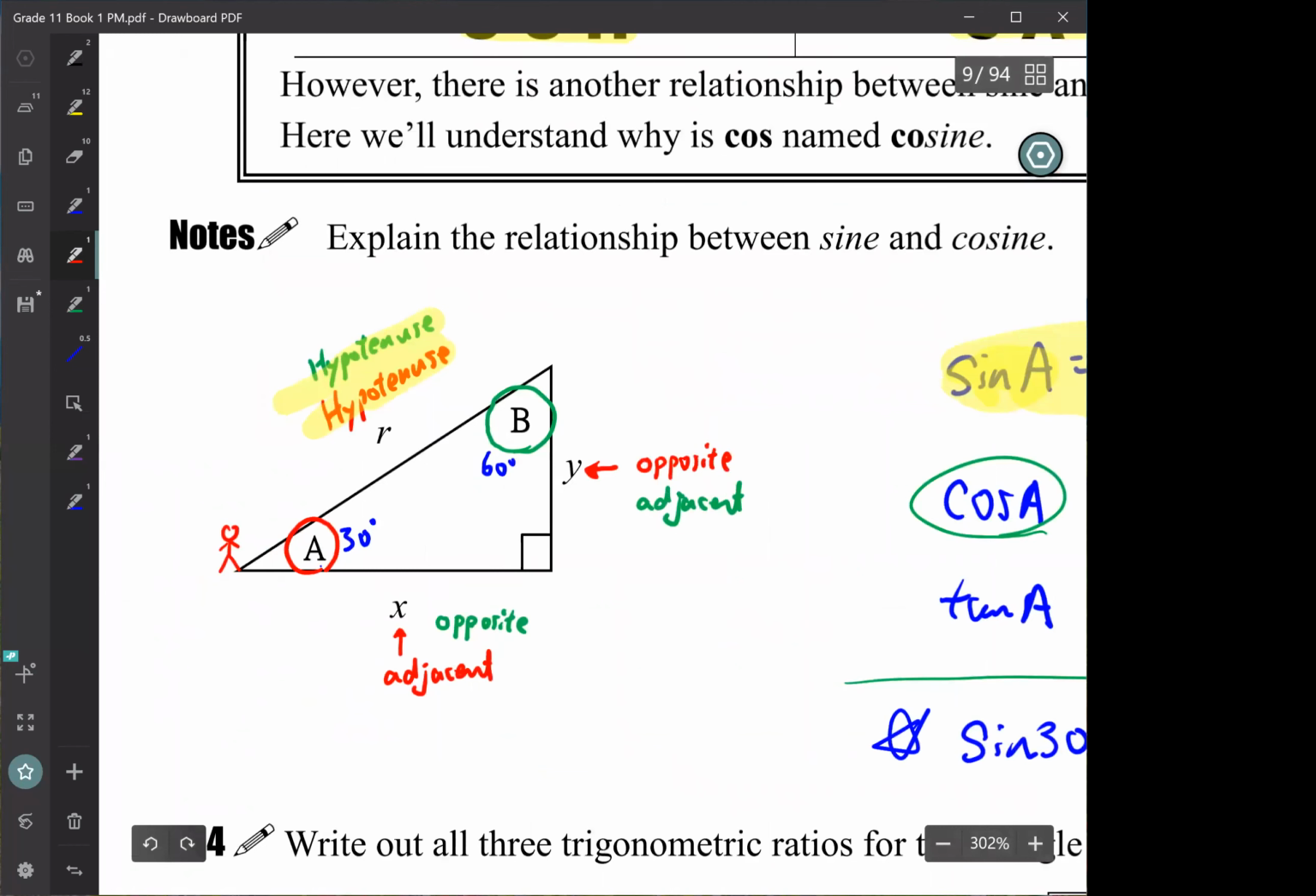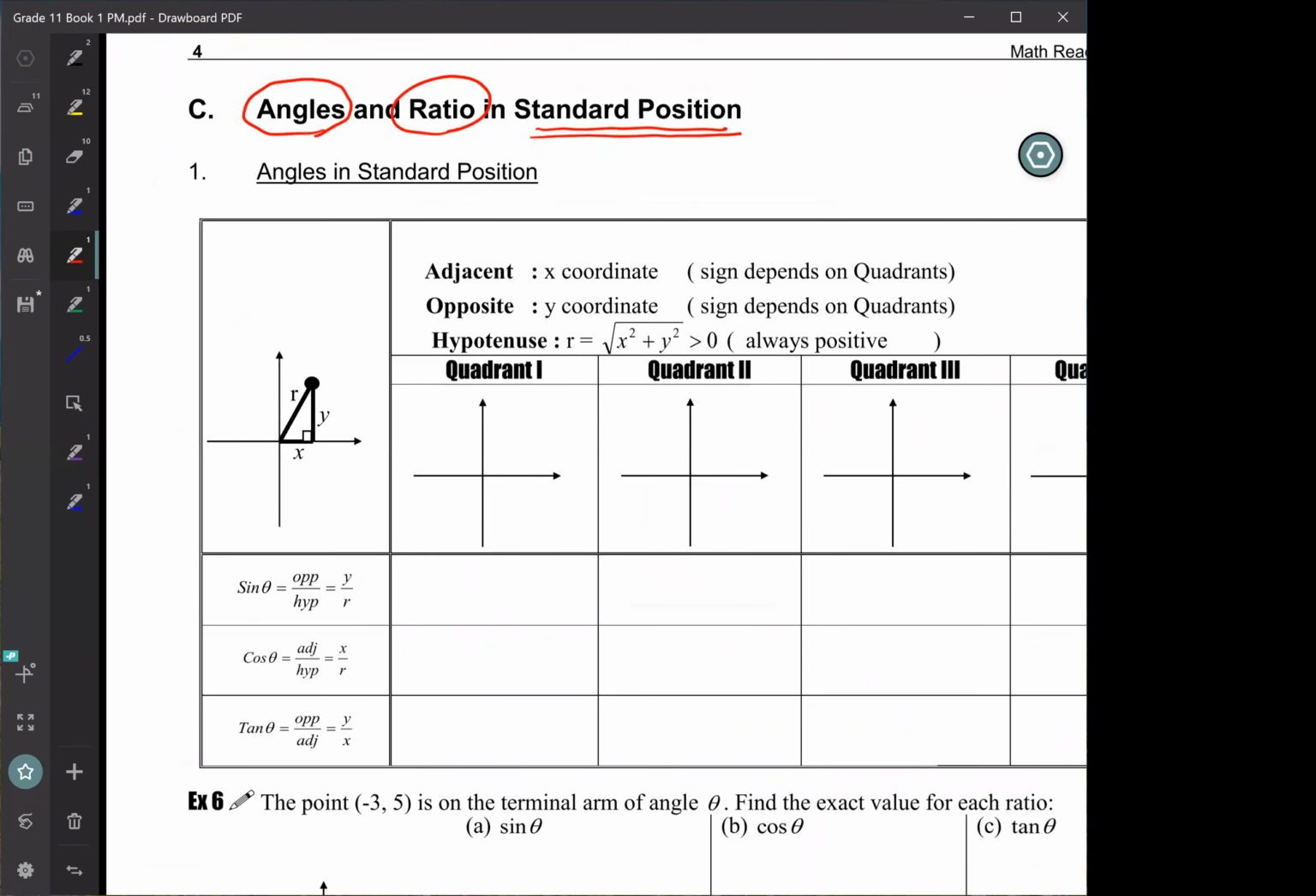If there's a triangle here, it's pretty straightforward. You can see which one's opposite. But what if the angles start to turn in the standard form? Then where's the opposite? So the rule here is using the coordinates. The adjacent side depends on the x coordinate. The opposite side depends on the y coordinate. And the hypotenuse, which is the r, is the Pythagoras, which I'll explain later with an example.